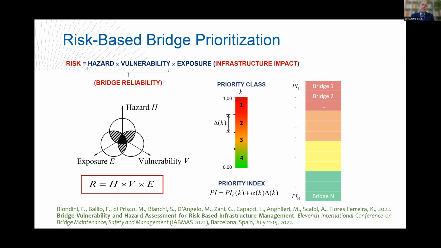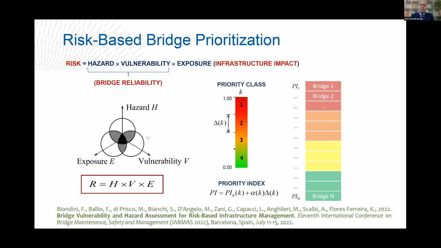So vulnerability and hazard are addressed at the bridge level to establish technical priorities, while exposure is covered at the road infrastructure level in terms of functional priorities. Technical and functional priority indicators are then aggregated to establish a risk-based rating system for bridge maintenance prioritization.